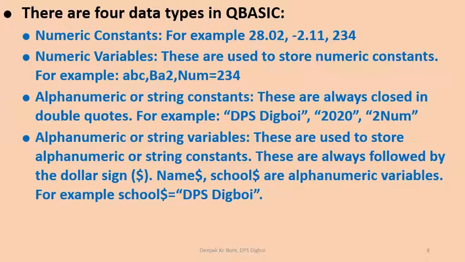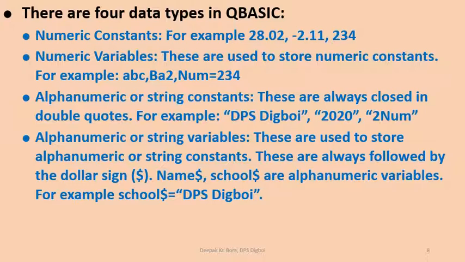numeric constants. Next one is alphanumeric or string constant. These are always enclosed in double quotes. Remember this. This is the difference between a numeric constant and alphanumeric constants. If I write 2020 within double quotes, then it becomes a string constant. It will not be a numeric constant. So whenever you are using alphanumeric or string constant, you should put it within double quotes.